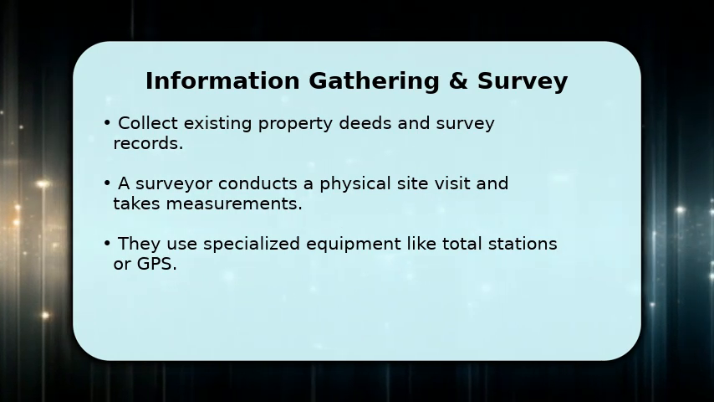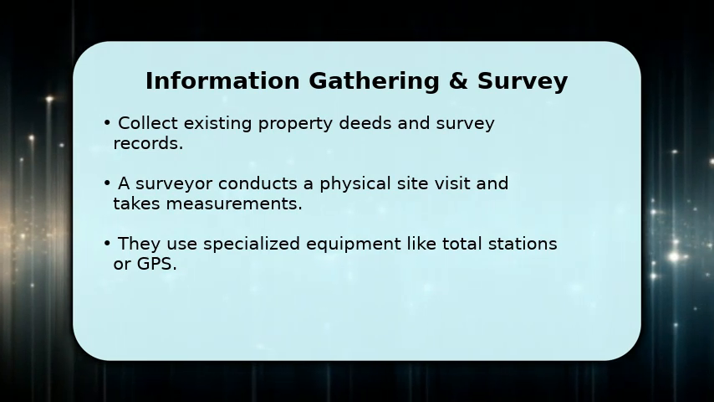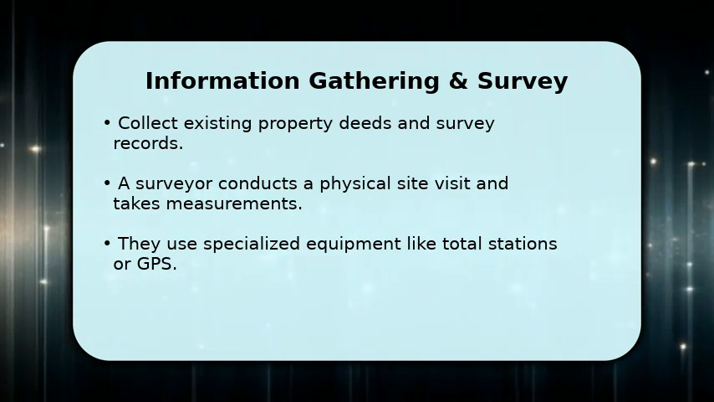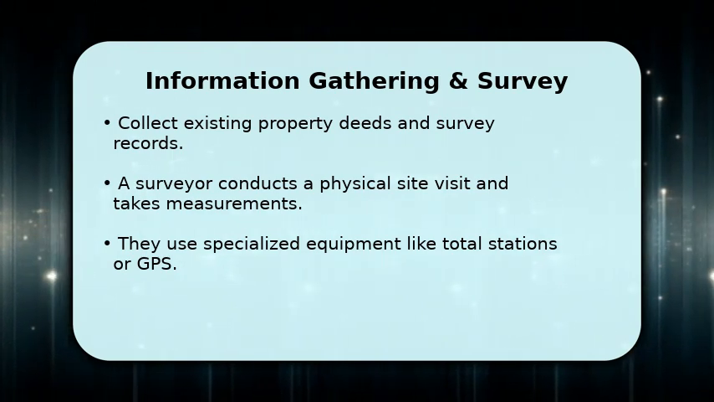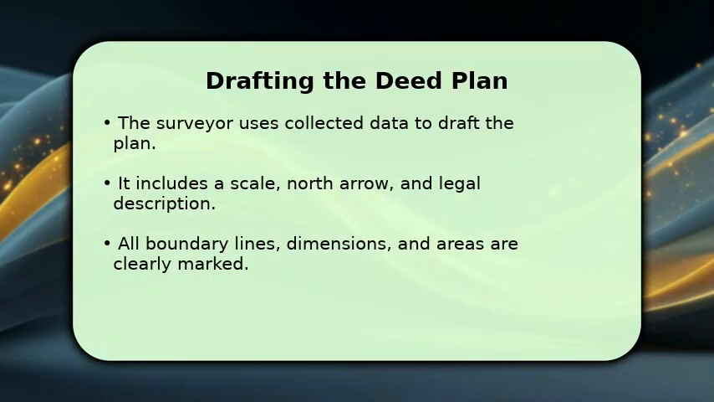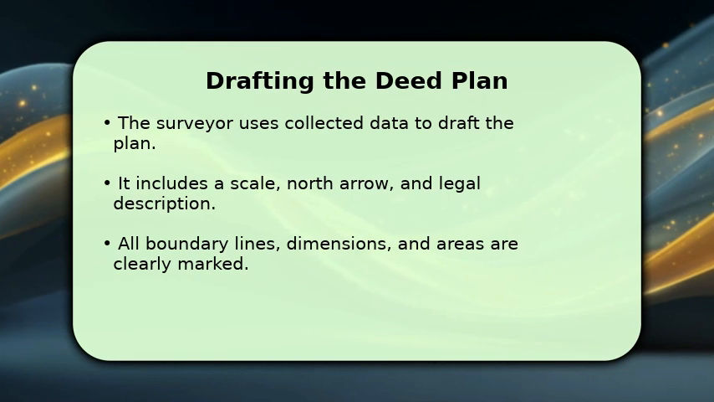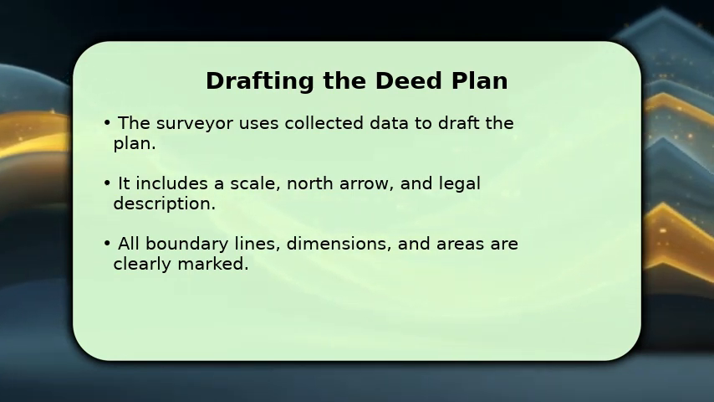Using advanced tools such as total stations or global positioning systems, they precisely measure all corners, lines, and features. This includes noting any structures, fences, and utility easements, which are critical for a complete and accurate plan. Once all the data is collected, the surveyor proceeds to draft the deed plan. This involves translating the field measurements into a precise drawing using specialized software.